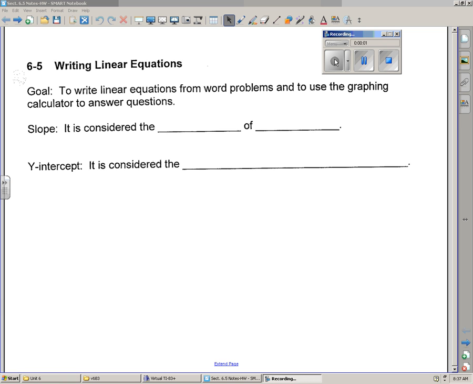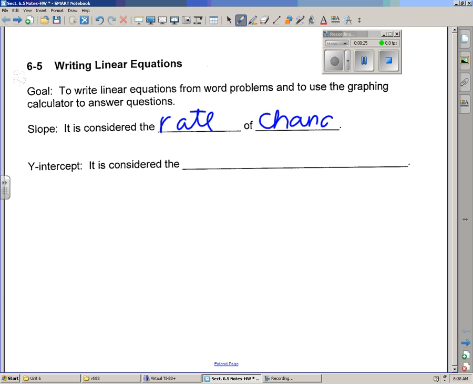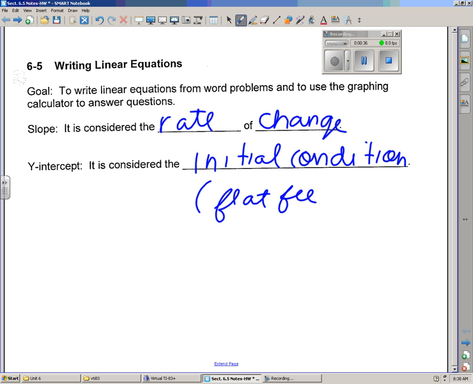So for today's lesson, what we're going to do is talk about how to use slope-intercept form in the real world. Okay, so what ends up happening here is the slope is always considered to be the rate of change, and the y-intercept is considered to be like your initial condition or your flat fee. So this becomes the rate of change, and this is considered to be your initial condition, which sometimes is referred to as like a flat fee. It's what you have to pay no matter what before you do anything.